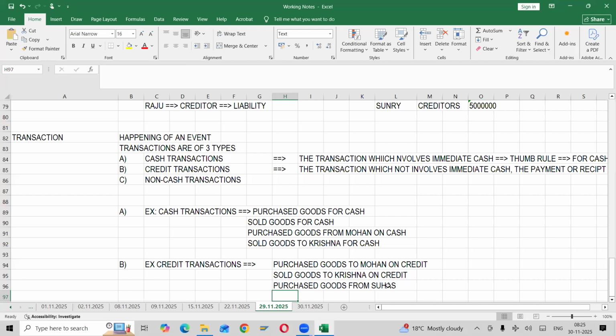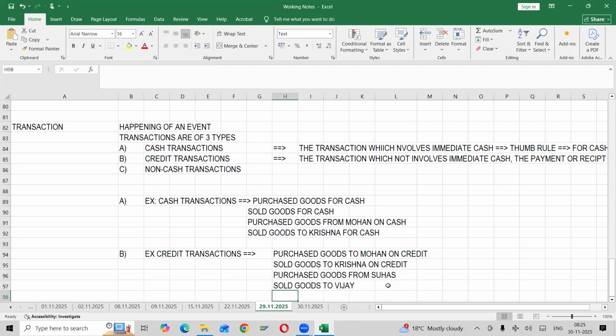So same thing. Sold goods to Vijay. What kind of transaction is this? Credit. Credit. Next.